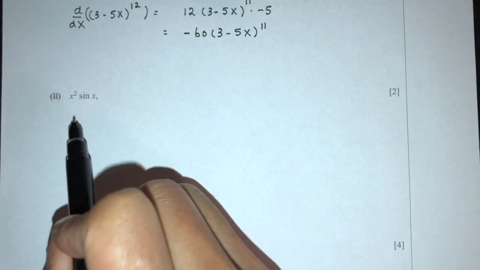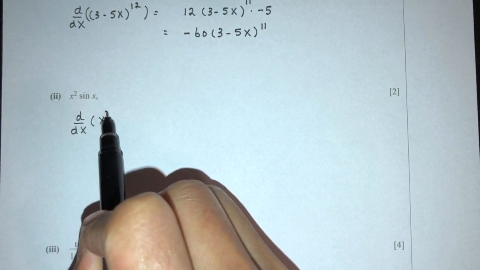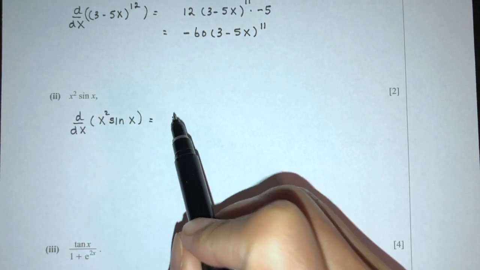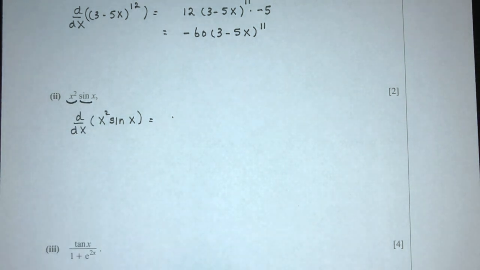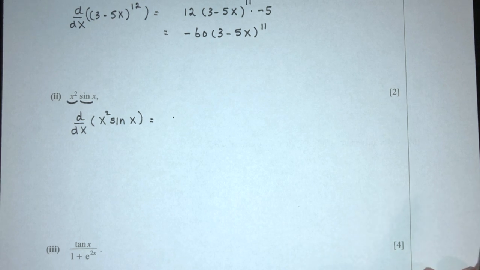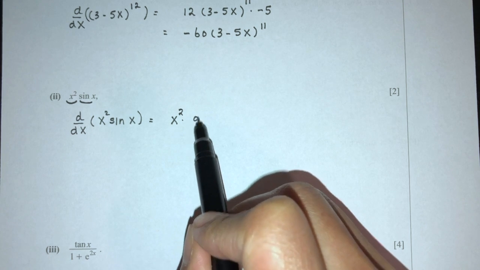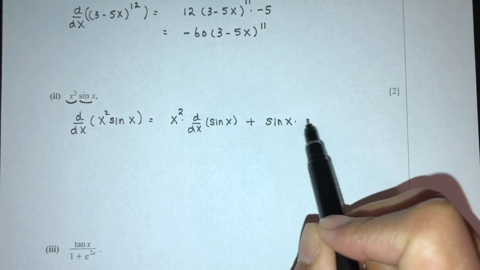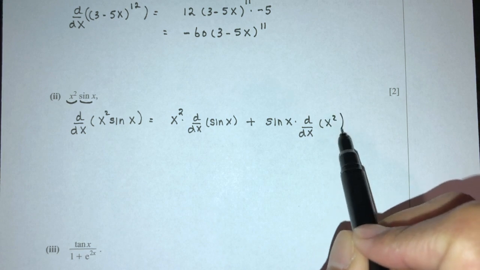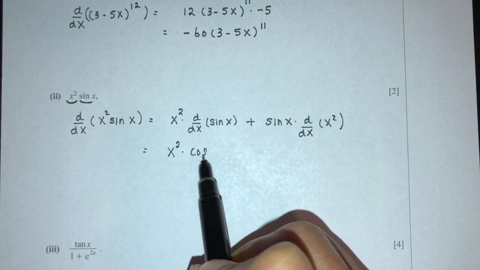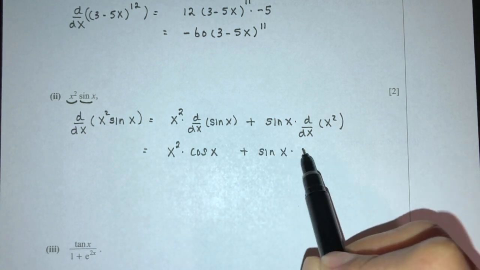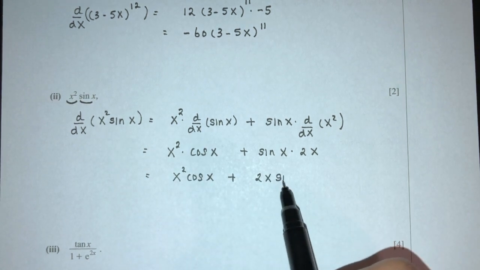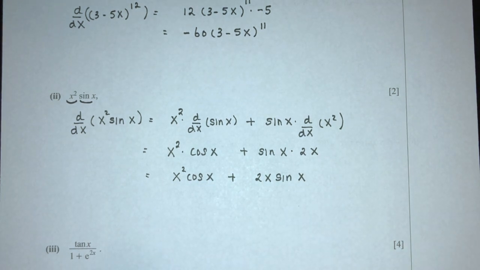Now for part 2, we have to differentiate this one, d by dx of x squared sine x. First we have to leave the first one as it is, because you can see it is a product, right? It is two functions multiplied by each other, so it will be a product. So we have to use the product rule. Leave the first one as it is, then do d by dx of the second one. Then we write plus, leave the second one as it is, then do d by dx of the first one. That will give you x squared multiplied by cos x plus sin x multiplied by 2x. That will be x squared cos x plus 2x sin x. So this is your answer for part 2.